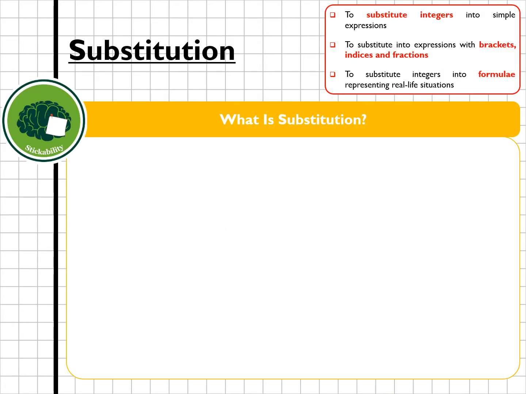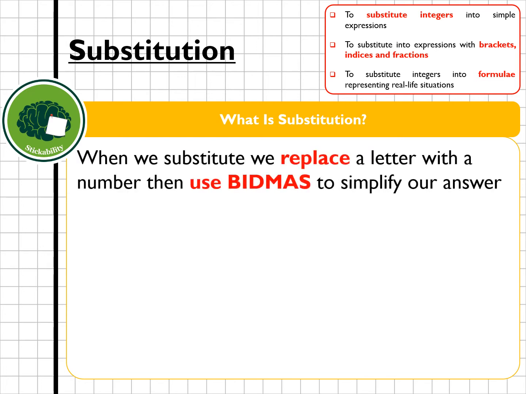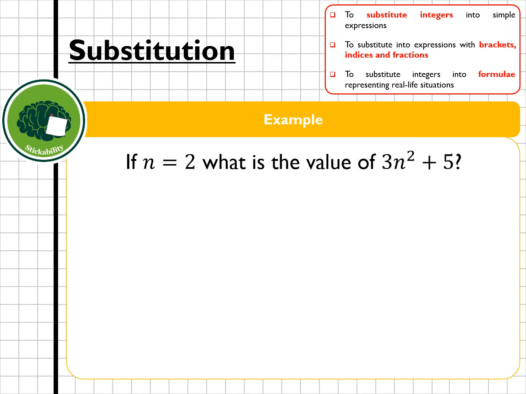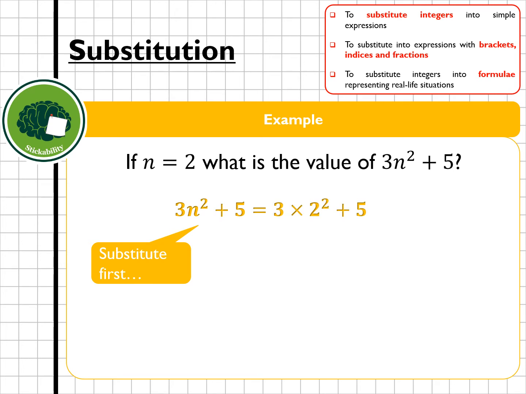Now, as a quick recap and an opportunity to take some notes, substitution is when we replace a letter with a number, then use BIDMAS to simplify our answer. Example, if n equals 2 and I have the expression 3n squared plus 5, my first step is to substitute n equals 2. That means my new expression is 3 times 2 squared plus 5. Remember, in between that 3 and the n, there is a multiplication sign. I then need to just use BIDMAS.